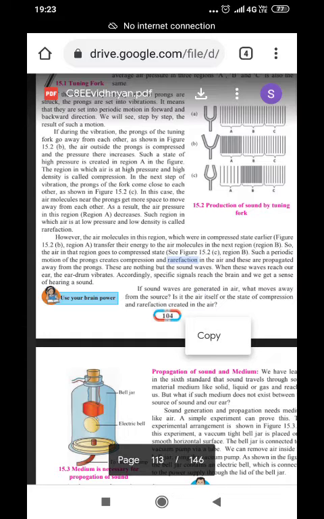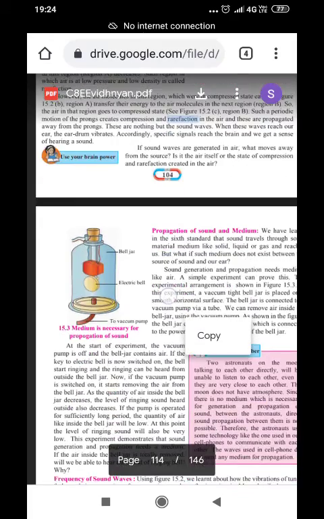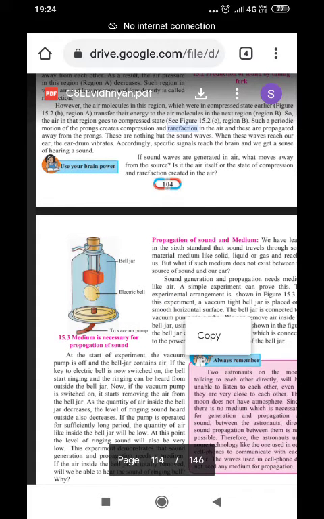And in the next step of the vibration, the prongs of the fork come close to each other as shown in figure 15.2c. In this case, the molecules near the prongs get more space to move, and the pressure in the region A decreases. Such a region in which air is at low pressure and low density is called rarefaction. So alternate compression and rarefaction is formed when the tuning fork is set into vibration. In compression, the density of air and pressure is more; in rarefaction, the density of air and pressure is less.